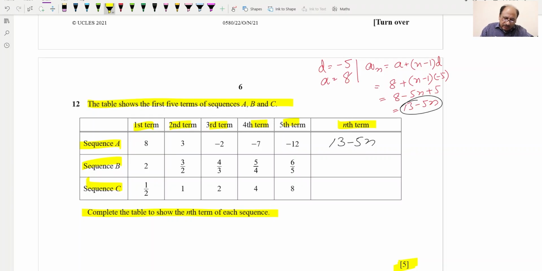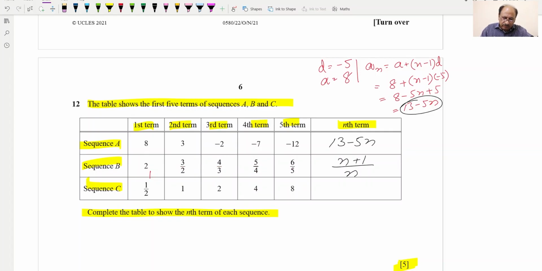Now if we check carefully, we can write this as 2 over 1, and if we check the denominator, it is 1, 2, 3, 4, 5. So it means the denominator is n. And if we check the numerator, 2, 3, 4, 5, 6, so this is n plus 1. So (n plus 1) over n for this one. Hopefully you understood this as well.